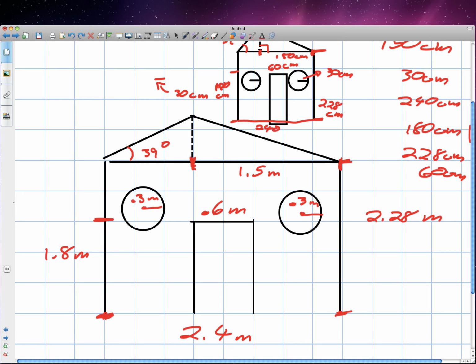Now, both of these windows, is there going to be a difference in their area? Are they supposed to be the same size? Yes, they are. The radius is the same, so both windows are the same. We only need to find the area of one of the windows. The area of our circle, what's that, right? Pi r squared.